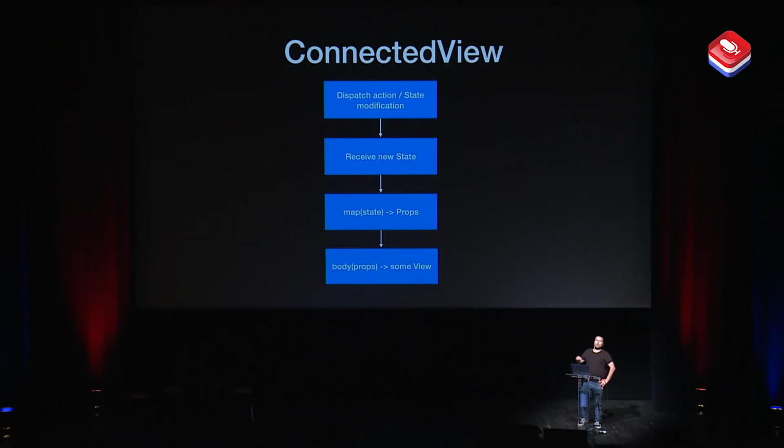One of the most important components, actually the most important component, is ConnectedView. Instead of conforming to the View protocol when you make a new SwiftUI view, you will now conform to the ConnectedView protocol. The ConnectedView protocol will offer you a life cycle. When you dispatch an action, it will generate a new state. Your view will receive this new state, and it will call two functions. The first function is mapStateToProps.